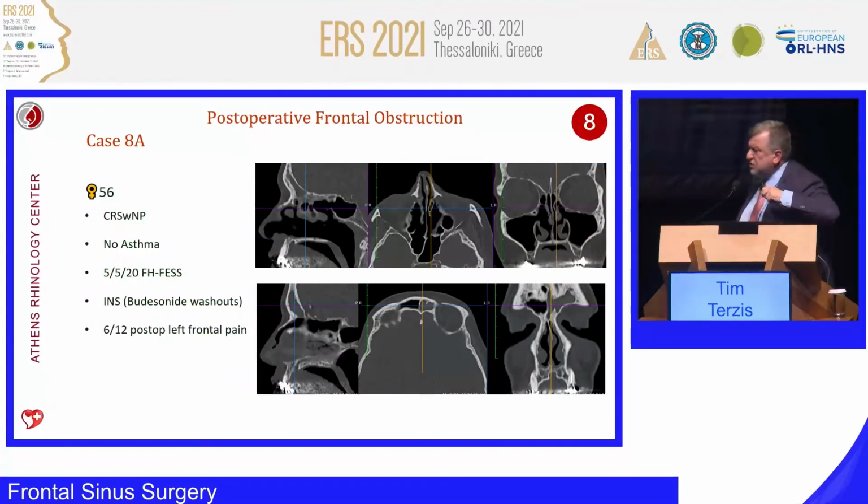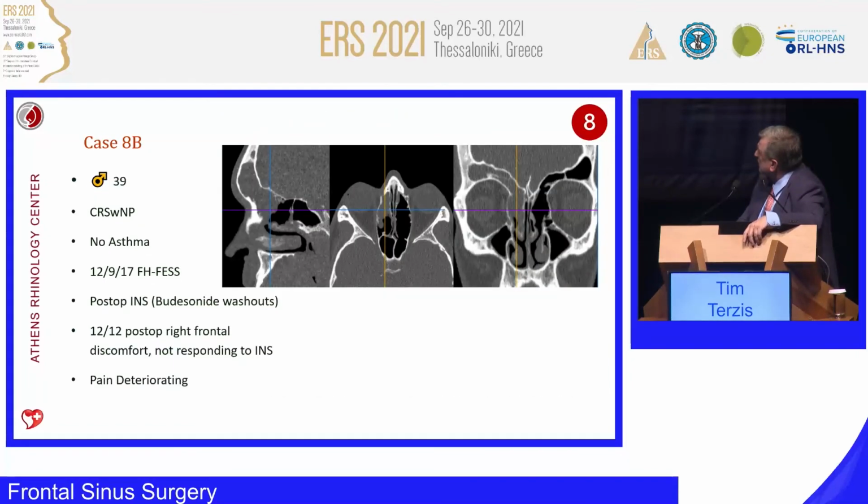So, another thing to discuss is how do you deal with postoperative frontal obstruction? Two examples. This is a lady, no asthma, had an operation, did well, intranasal steroids, budesonide washouts, everything okay, but 6 months later she came back with an obstructed sinus on the left side, with some signs of neo-osteogenesis, as you can see here.